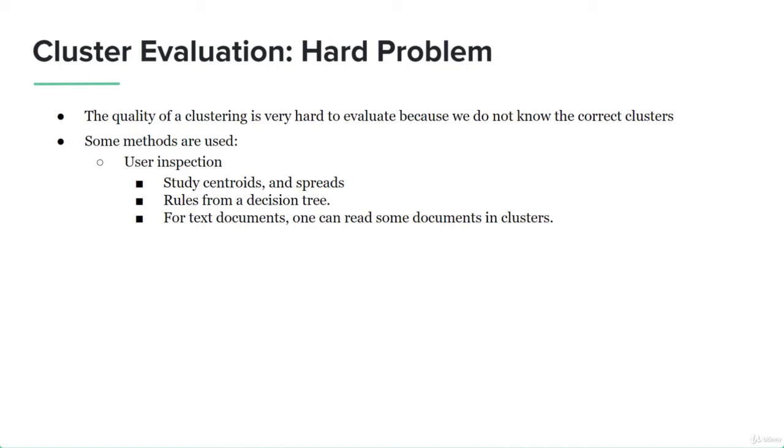So some methods to inspect clusters for their evaluation are: we need to study centroids and spreads. We can also use rules from a decision tree. For text documents, you can have someone read some documents in a cluster and see if there is some similarity between the documents. So this is some very hard grunt work.